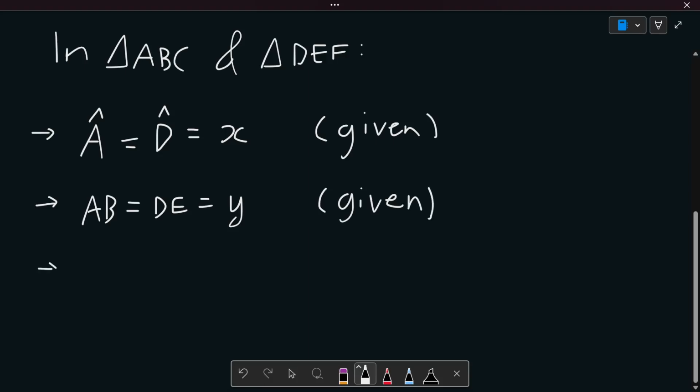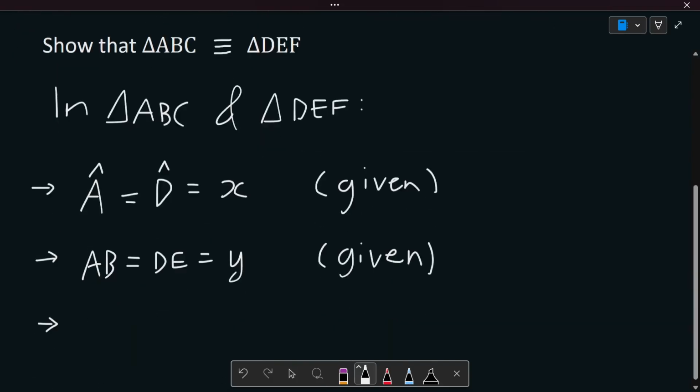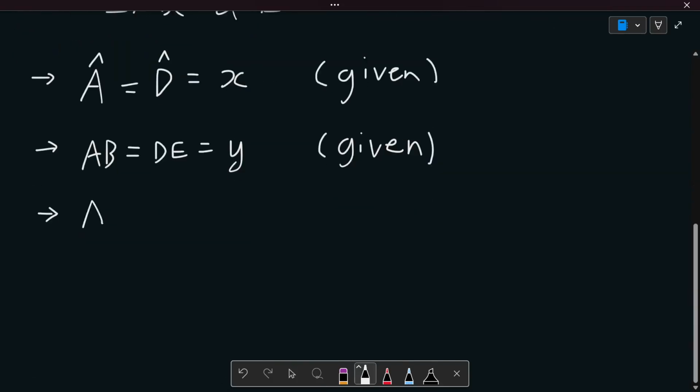And then the last one, the third one that we're looking at, is the second side, which we can see side AC is the same as side DF because they both have the side length of Z. So we can say AC is equal to DF, which is also equal to Z. And the reason why is because it was given to us. And now we can just conclude our answer.